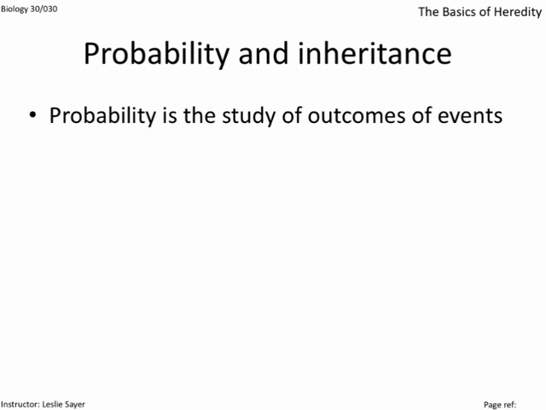Probability and inheritance. Probability is the study of outcomes of events. Flipping a coin reveals one of 2 outcomes. Dividing the 2 numbers, you get 0.5, the probability a coin flip will reveal heads. A roll of a dice reveals one of 6 outcomes. The probability of rolling a 4 is 1/6.